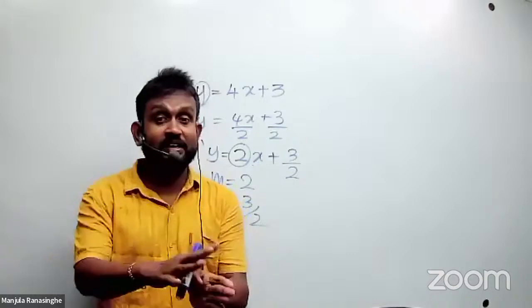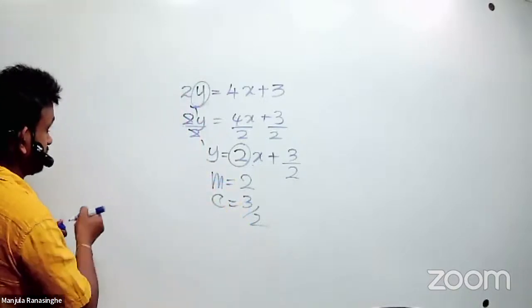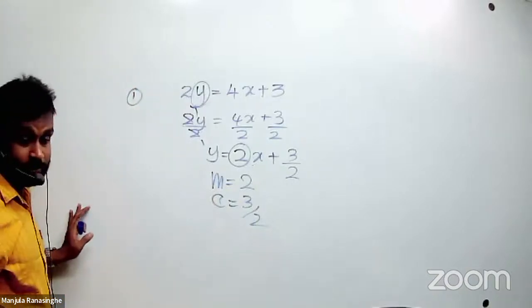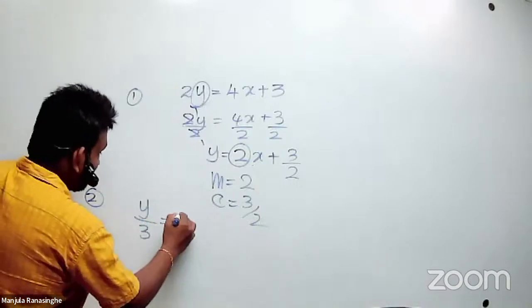If y is not the subject, I cannot say it straight away. So I make y the subject. This type of question you can note down. The second question is y upon 3 equals x plus 2.